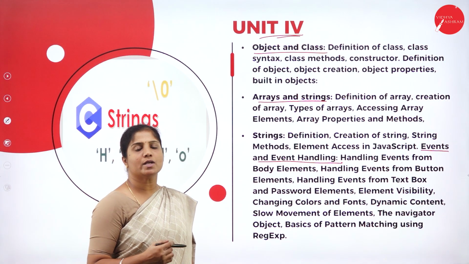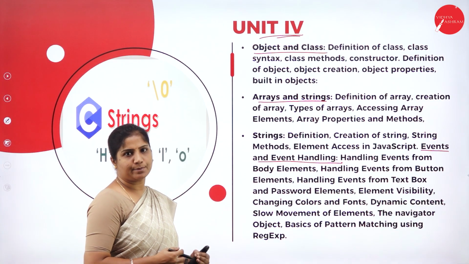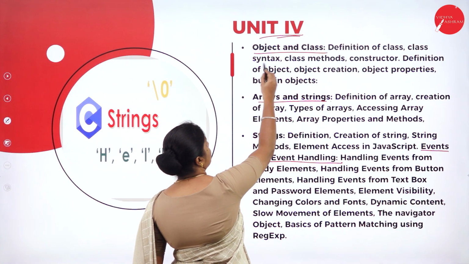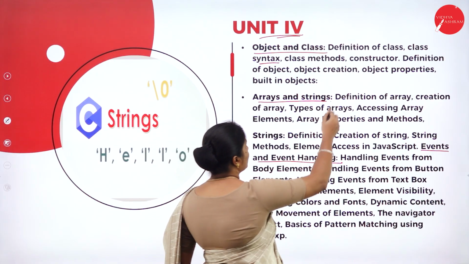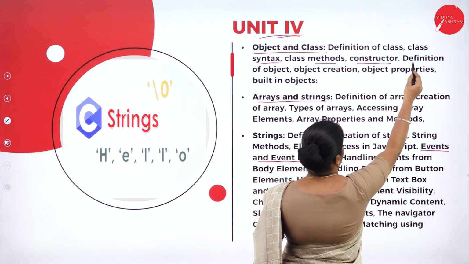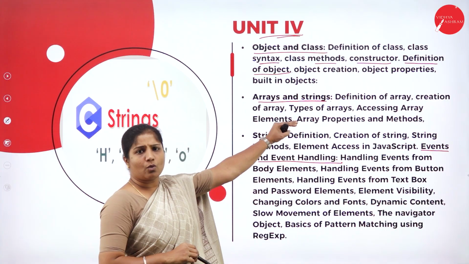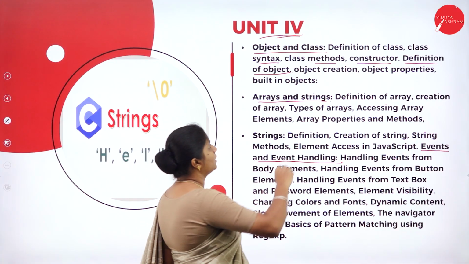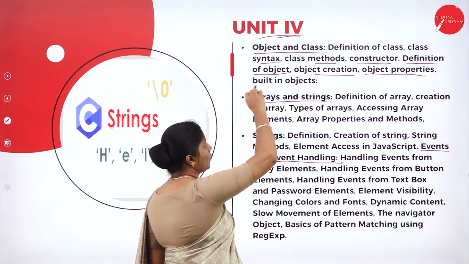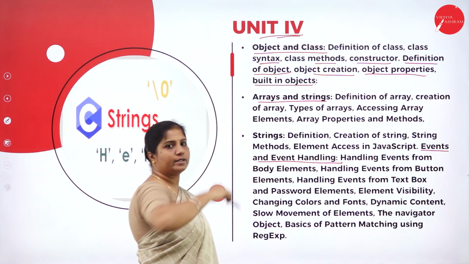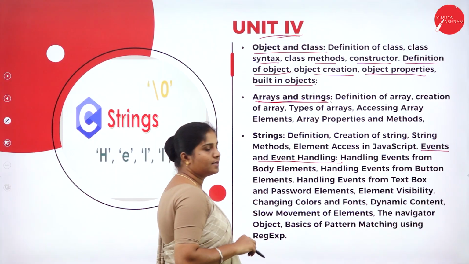In this we are going to study the definition of a class. What does a class mean? Then class syntax, how we write the syntax, and the different methods we use. Then what constructors are. Then the definition of an object: what an object is, how we create an object, and the different properties of an object. Then what the built-in objects are. Here the built-in objects are arrays and strings.